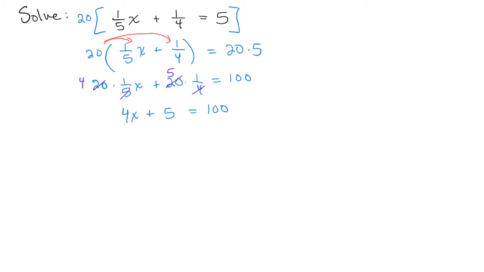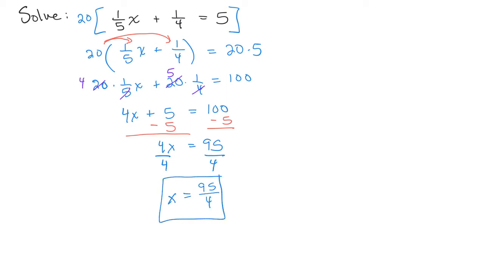And now we're down to an equation where the variables are all on one side. All there is a 4x. So let's subtract 5 from both sides to get the variables alone on that side. That gives us 4x equals 95. And then dividing both sides by 4, we will get x equals 95 fourths.